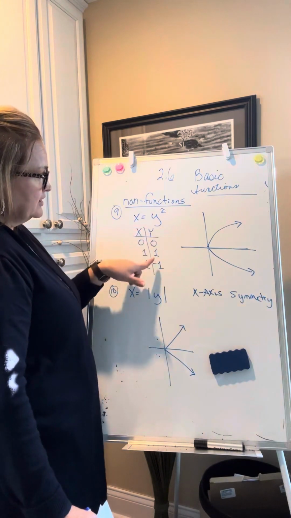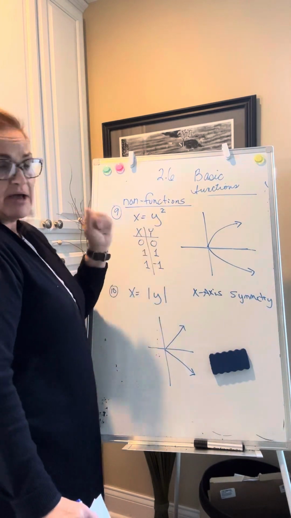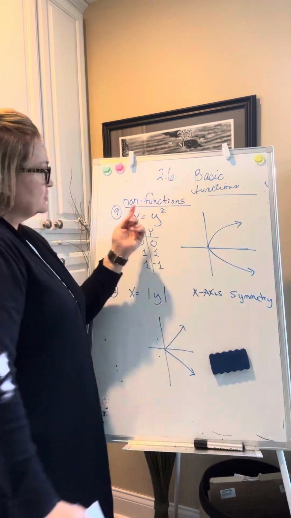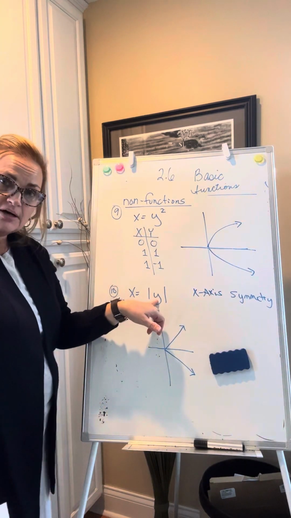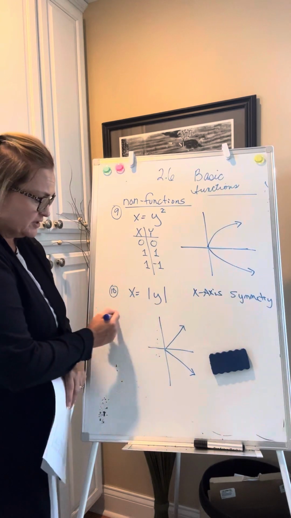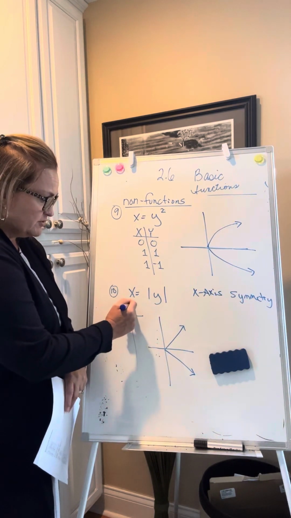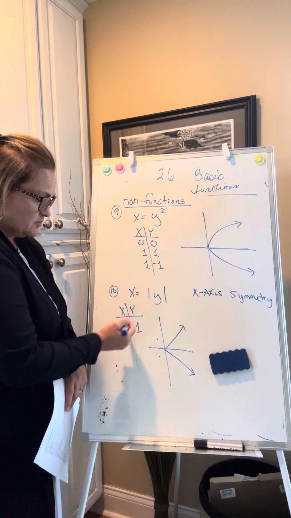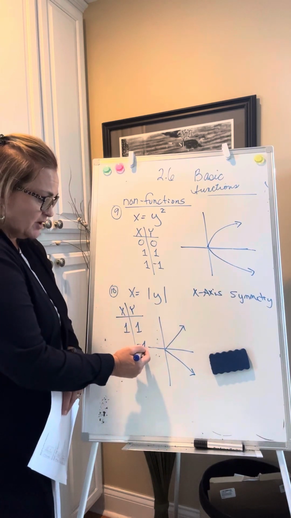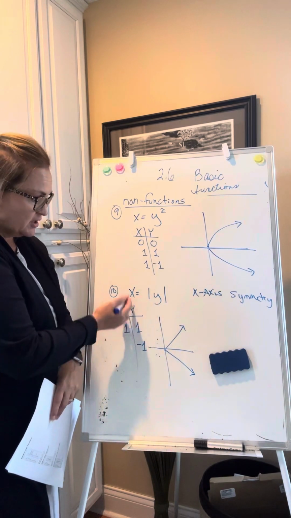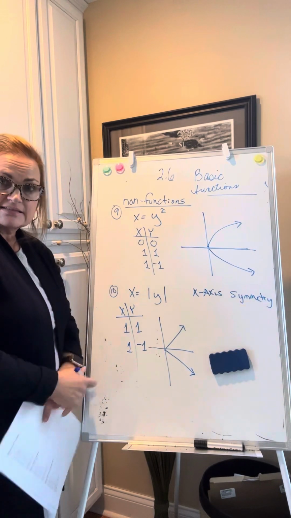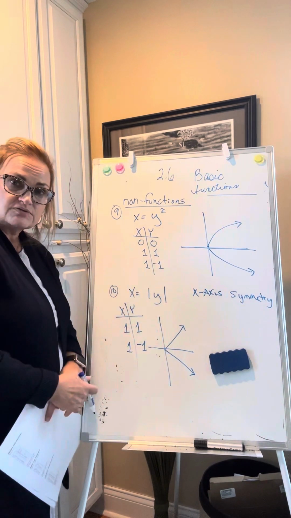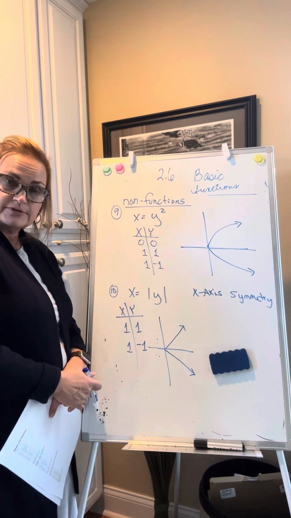If y is 1 or if y is negative 1, it does not matter if y is positive or negative, you get the same result for x. Same thing here. Y can be a positive number or a negative number. We can tell it with our t-table. If we plug in y is 1, we get x is 1. If we plug in y is negative 1, we also get x is 1. And that's how we prove x-axis symmetry. The y can be positive or negative and get the same output.